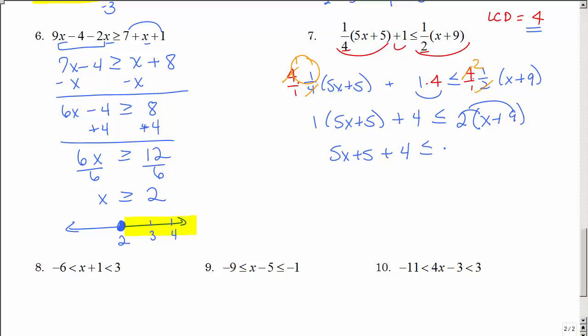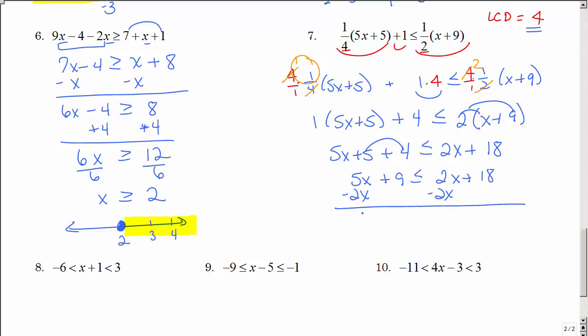But distributing the 2, I have that. Now I'm going to collect like terms, so I'm going to put that together. What side would you like your x's on? I think again I'd like them on the left, so I'm going to subtract 2x. I'm going to subtract 9. I might run out of room here. Let's see, 18 minus 9 is 9.